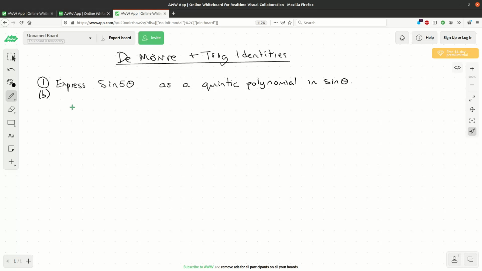We're going to say, note that cos 5 theta plus i sine 5 theta, and noting that this has a modulus of 1, we can rewrite that as cos theta plus i sine theta to the power of 5, and that's how I'm going to introduce a quintic polynomial in sine theta.